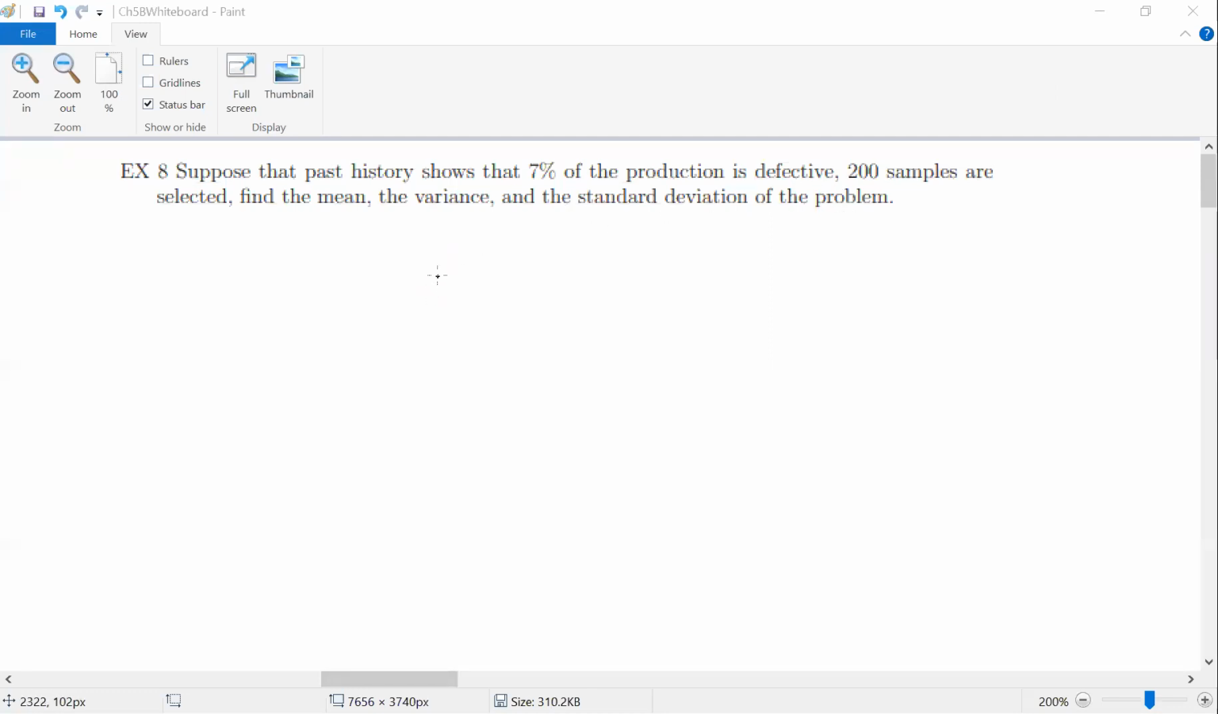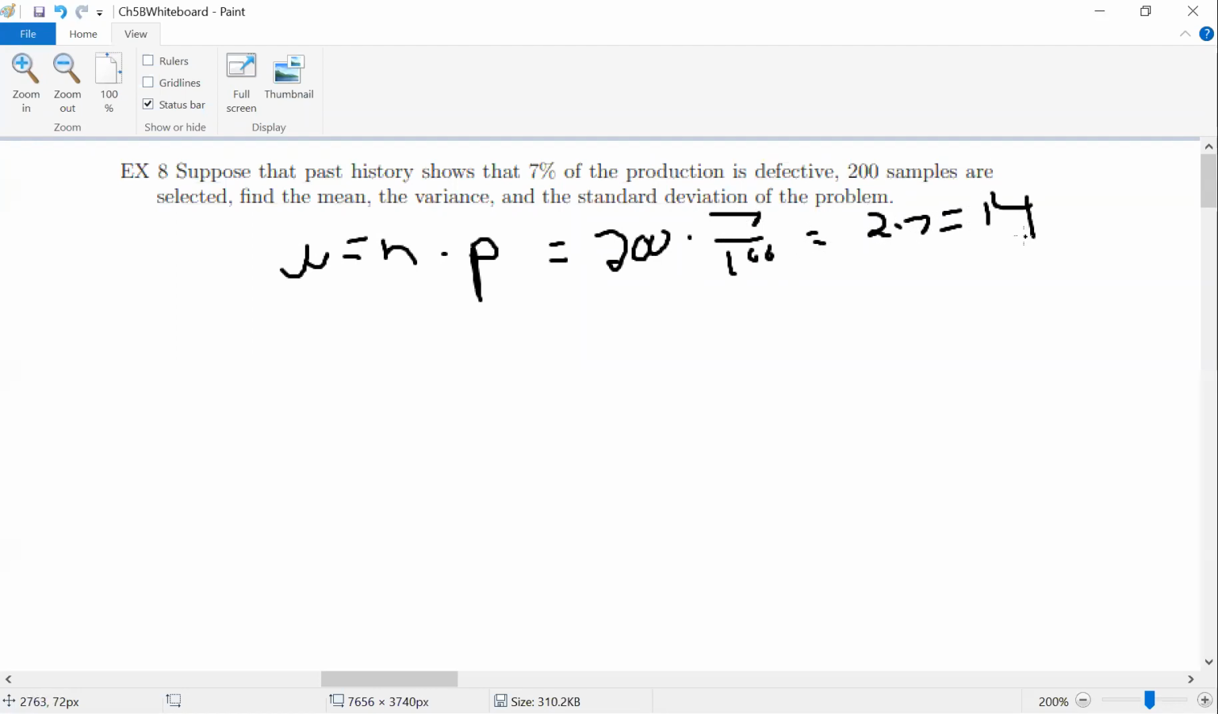All right, let's go over this. This is binomial. So our mean is equal to n times p. We pick 200 samples. So 200 is our n. Our probability is 0.07, which we can write as 7 over 100 or 7%, whichever one you want. So that's just 2 times 7, which is 14. That's it. Nothing else to it.